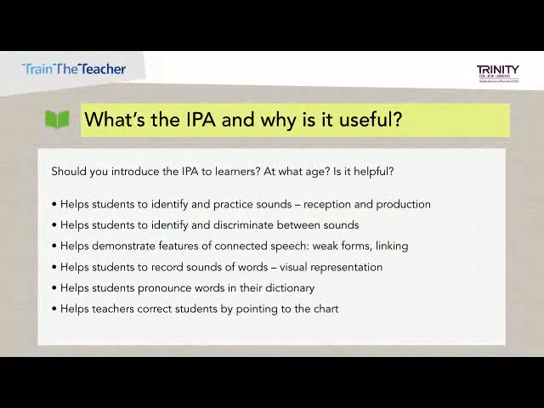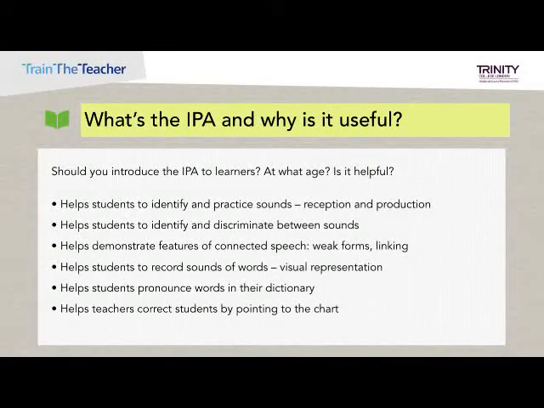Should you introduce the IPA to learners? At what age? And is it helpful? Teachers have mixed feelings, particularly with younger learners, but there are some benefits which we should consider first. It can help students to identify and practice sounds through reception and production. Another factor is that it can help our students to identify and discriminate between sounds.